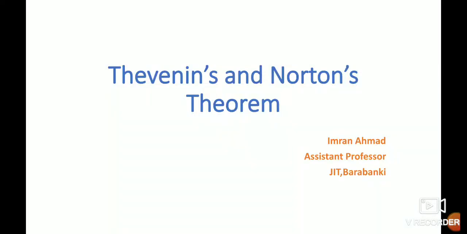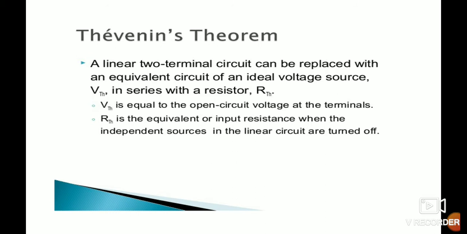In today's lecture we discuss the Thevenin and Norton theorems. So first we discuss the Thevenin theorem. The basic definition of Thevenin theorem is that a linear two-terminal circuit can be replaced with an equivalent circuit of an ideal voltage source VTH in series with a resistor RTH. So what is VTH and what is RTH? We will discuss in the next slide.